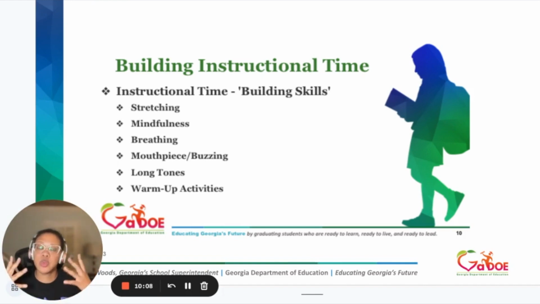Mindfulness and breathing is really important because I need to get the kids centered and I need to be centered. And then getting into a headspace to work and to really put in the effort and the work that I need to put in to get better.